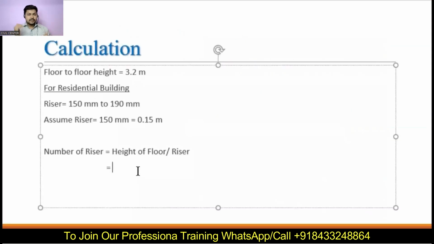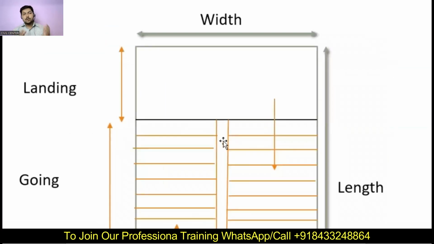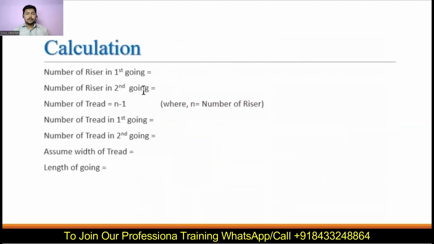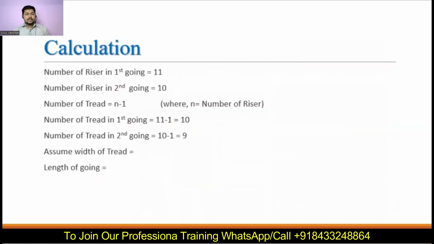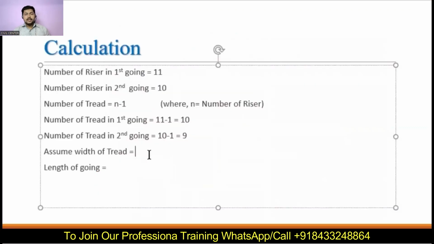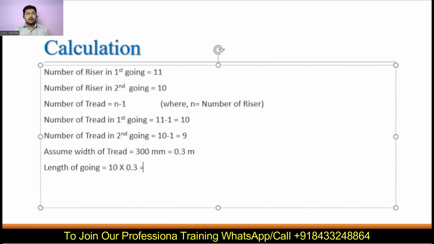You can see the riser can lie anywhere between 150 mm and 190 mm. So we have considered a 150 mm riser, and according to that, we have considered the length of the goings and what should be the number of the risers. The same we can do with the treads. Then what is the tread? The tread lies at around 300 mm, so we are going to go for a tread of 300 mm.